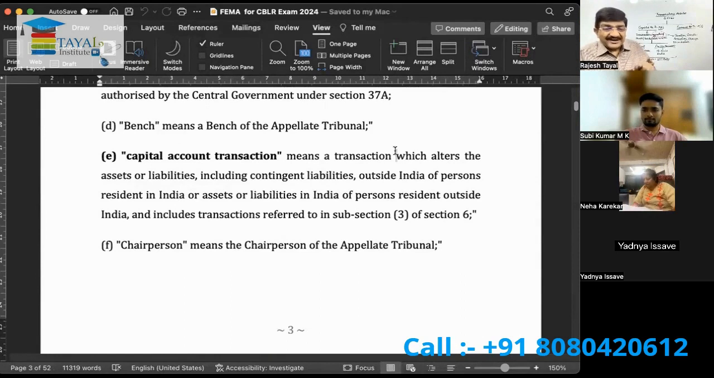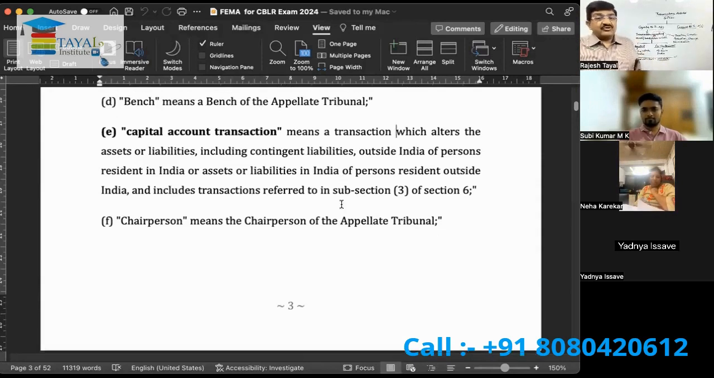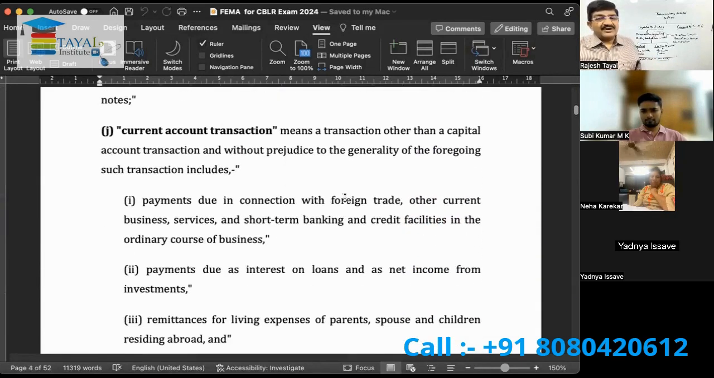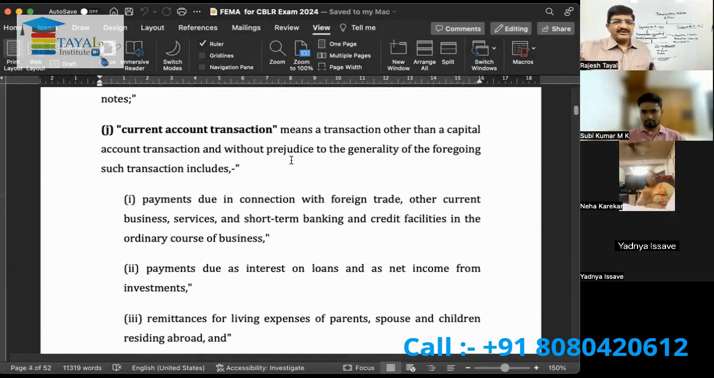Regulations we have to do in detail. Right now, is this definition clear? The first requirement is that the transaction has the effect of altering the assets or liabilities or both. For a resident, the asset or liability should be outside India, and for a non-resident, that asset or liability should be in India. Now, subject to this definition, we go to the next definition, that is current account transactions. What is the actual definition?